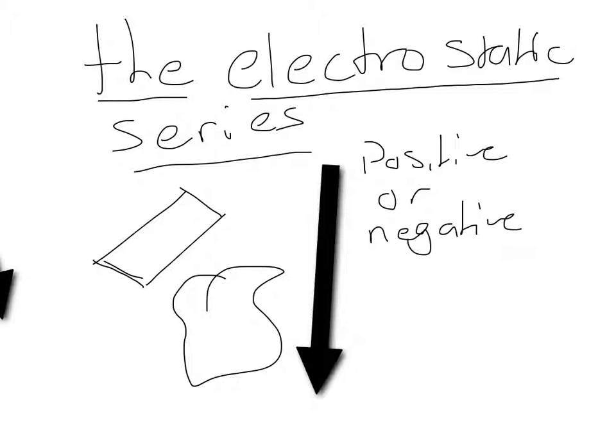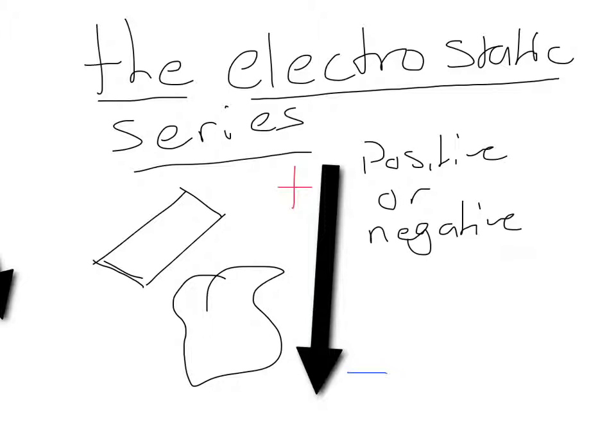So, if the material was higher on the list, they would have a weaker hold on their electrons, and they would become positive. The ones lower on the list would become negative because they have a harder hold on their electrons.